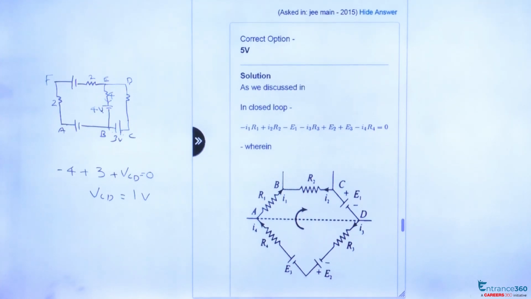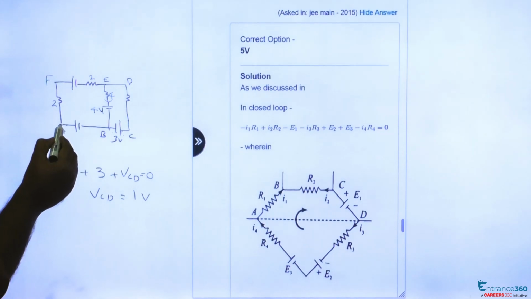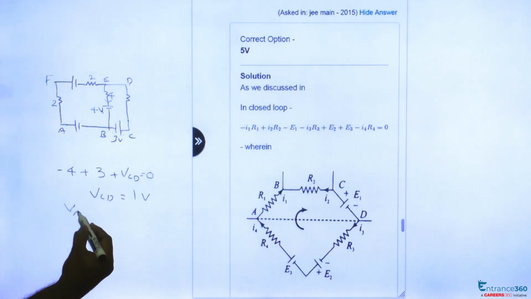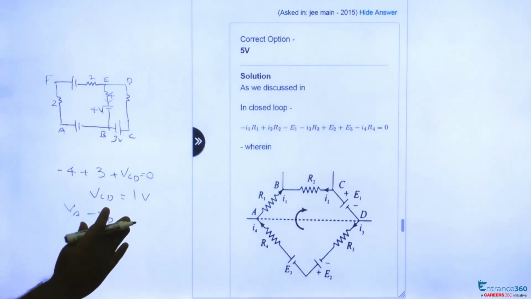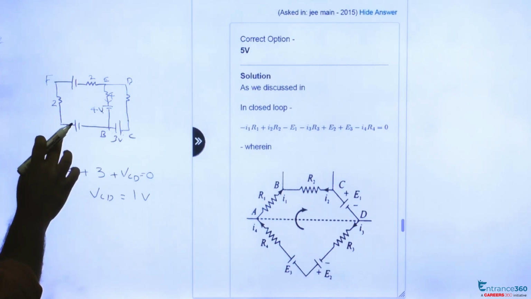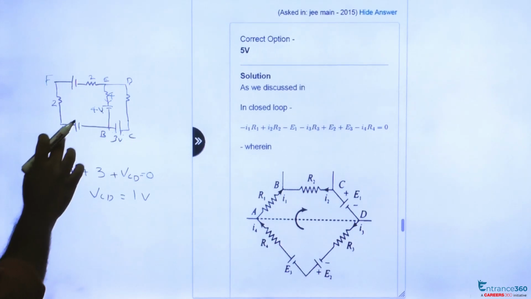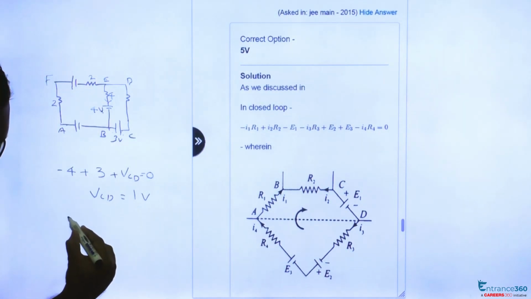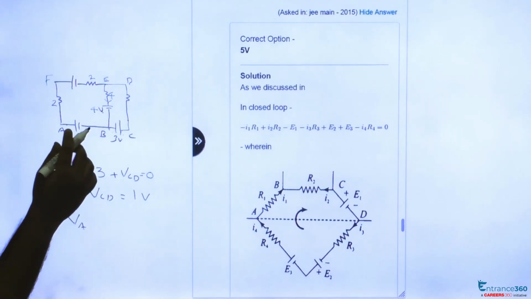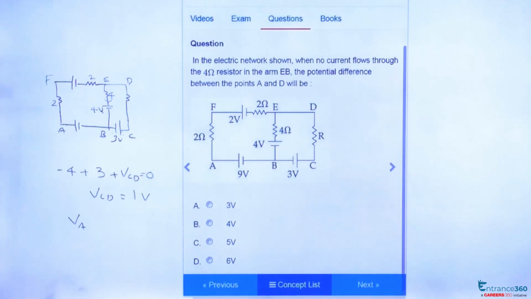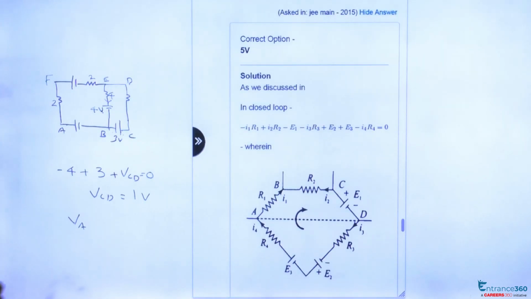Now we need the potential between the points A and D, or VAD. VAD means VA minus VD. For that, let's apply the voltage rule in between A and D. Let's find the sum of voltages in between A and D. See, VA, this is given in the question as 9 volt.